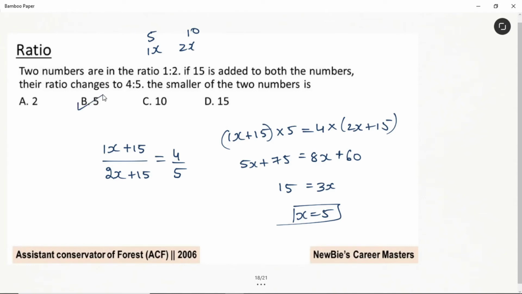Very basic question. Simple technique, newbies. Whatever the first ratio, use that to create numbers. 1x, 2x. Then add 15 to each number. Then the ratio changes to 4:5. This is the format. Am I clear? Very simple question. Super. We'll continue.